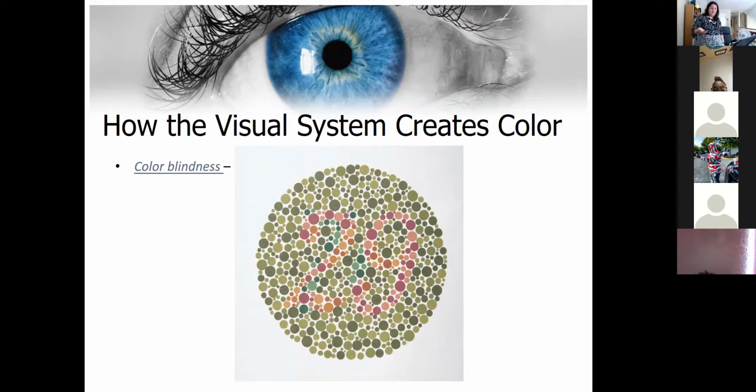So you don't have to out yourself if you don't want to, but there may be some of you in the room who cannot see the number, right? So the number here is actually 29, but if you are colorblind, you might not be able to see that. Also, you might not be able to see that depending on the size of your screen. So just put that out there, it might not be color blindness.